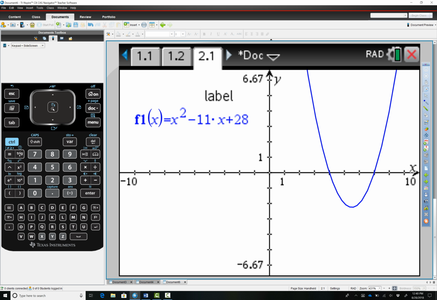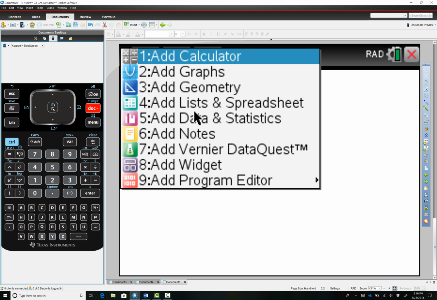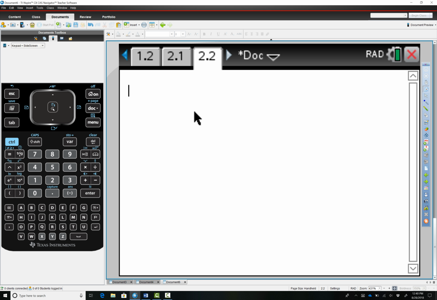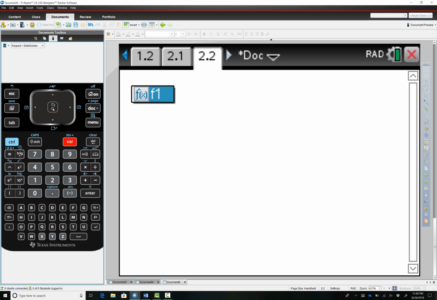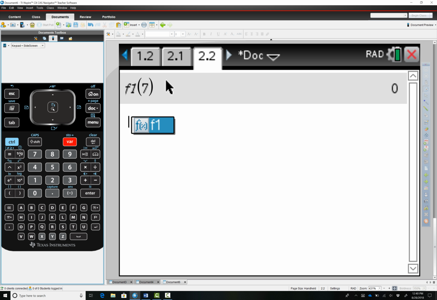So now, if I want to do calculations with that, I'm going to go Control plus page and put in a calculator page. And if I look at var, the function is in there. So if I wanted to evaluate that function at, say, x equals 7, f at 7 is 0, f at 9 is 10. So I can also use the quadratic formula, but I need to store my variables.